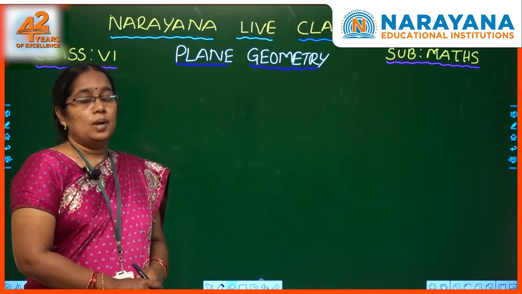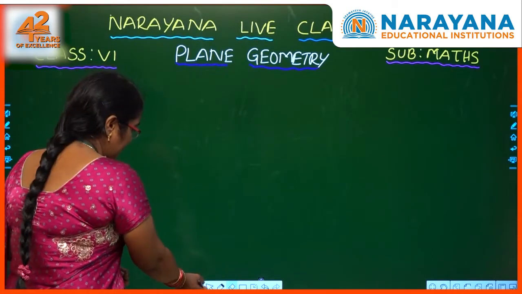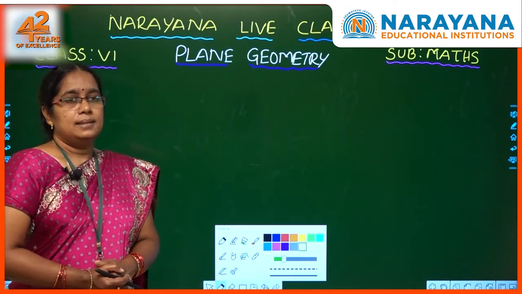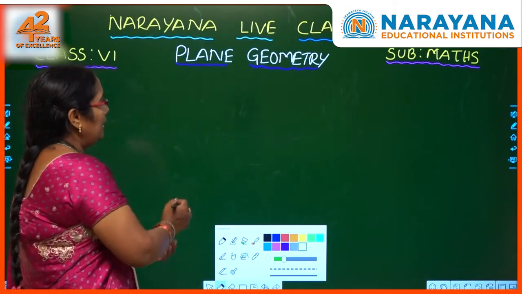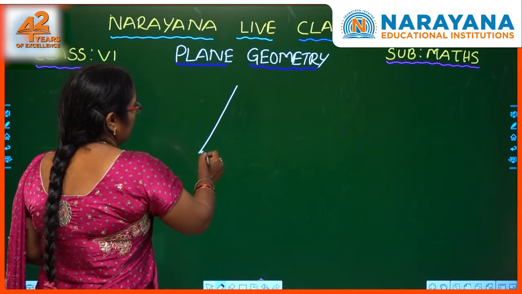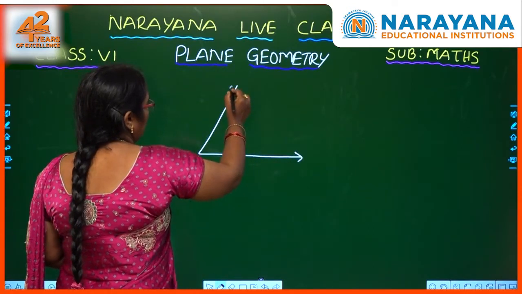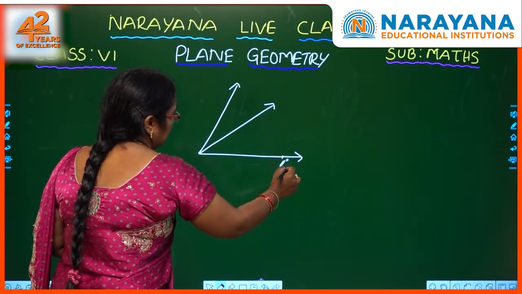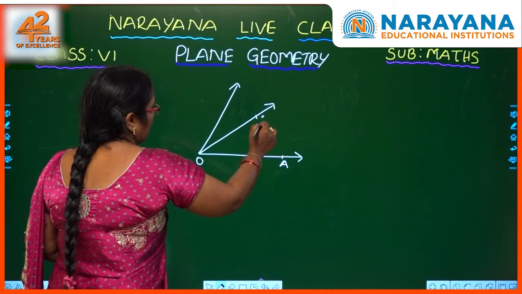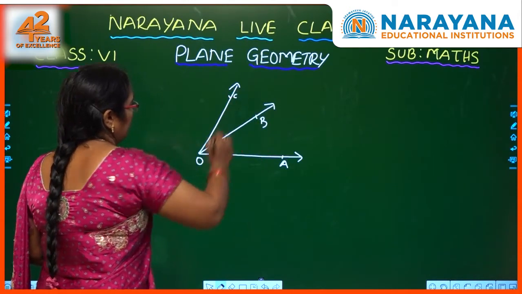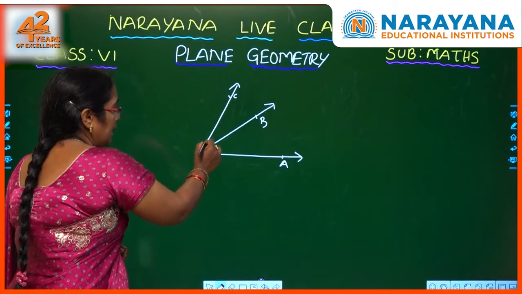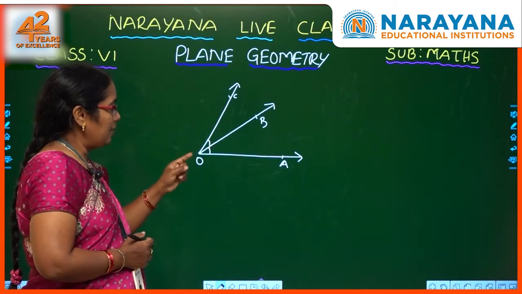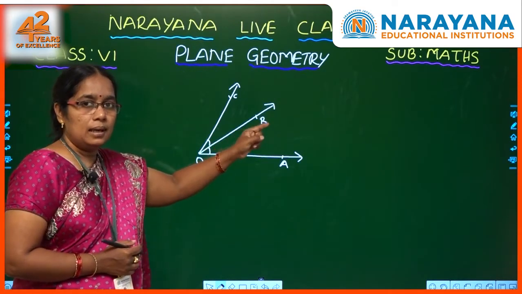Next, coming to the operations on angles. See, in operations on angles, for example, we have taken two angles with a common ray and common vertex. Look at the figure. In the figure, angle AOB is one angle and angle BOC is another angle. So two angles are there, and these two angles have a common vertex and common arm.